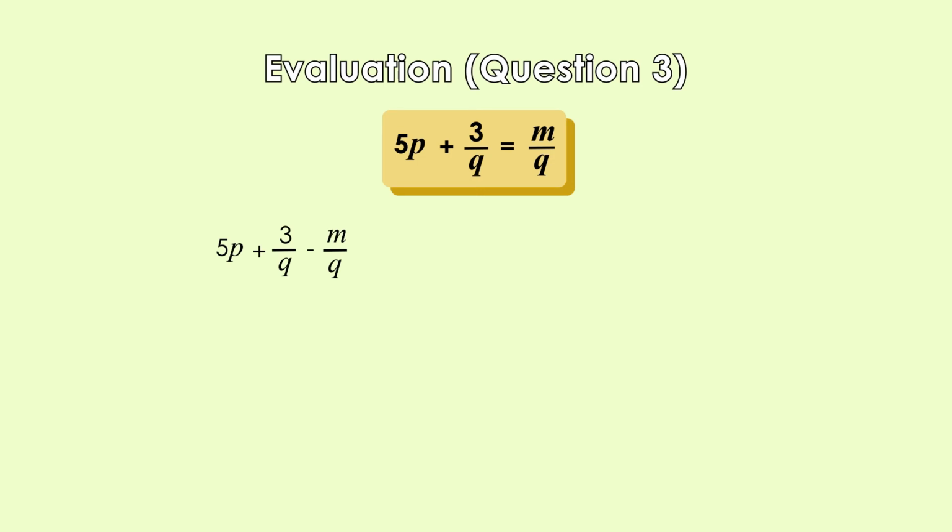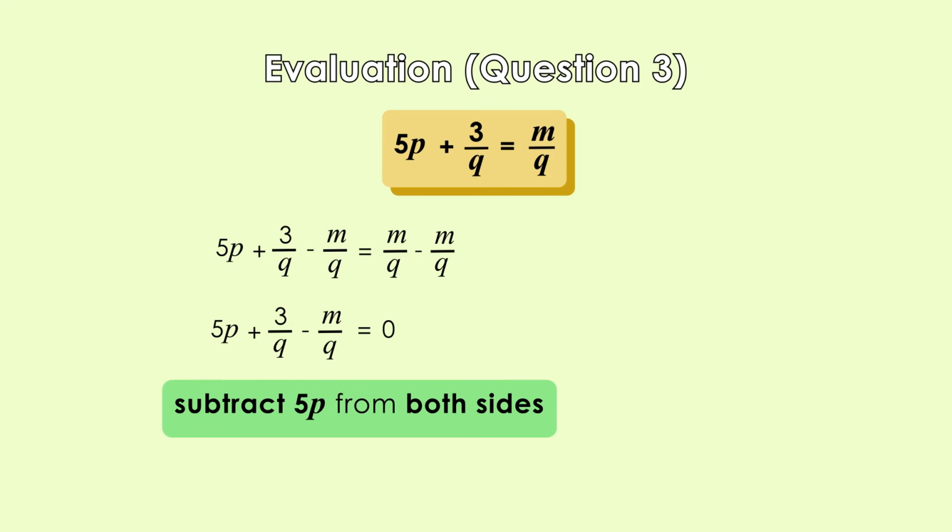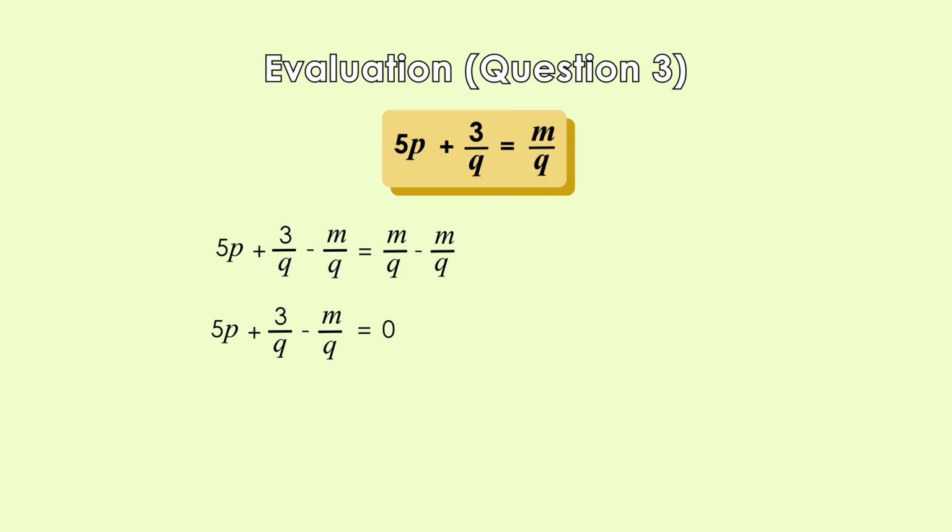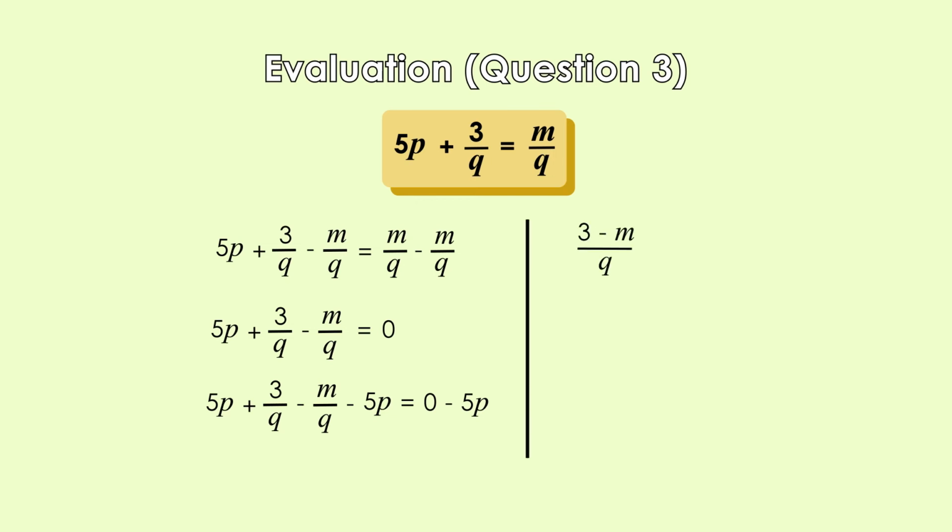5p plus 3 over q minus m over q equals m over q minus m over q. And we will get 5p plus 3 over q minus m over q equals 0. Then subtract 5p from both sides of the equation, forming 5p plus 3 over q minus m over q minus 5p equals 0 minus 5p. So, 3 minus m over q equals negative 5p.